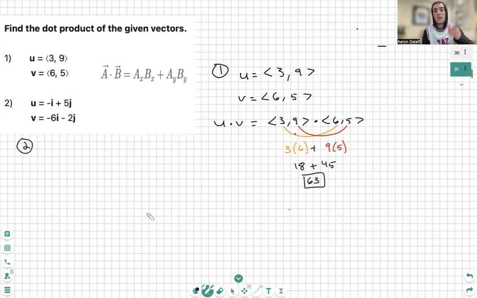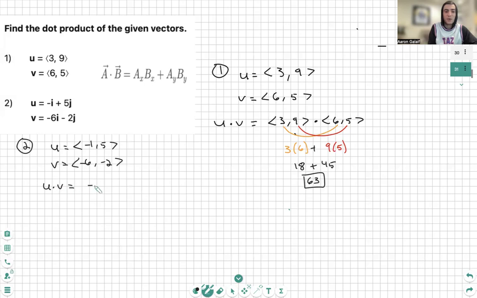Notice for number two, it's not written in the same form as number one. It's written in IJ form. That's okay. I is for X's, J is for Y's. So you can, if you wanted to, just rewrite them, U is vector -1, 5, and V is the vector -6, -2. Easy. Now let's find the dot product, U dot V.